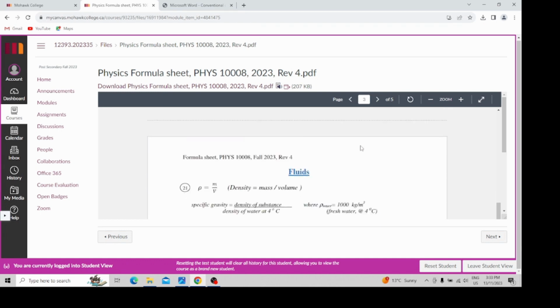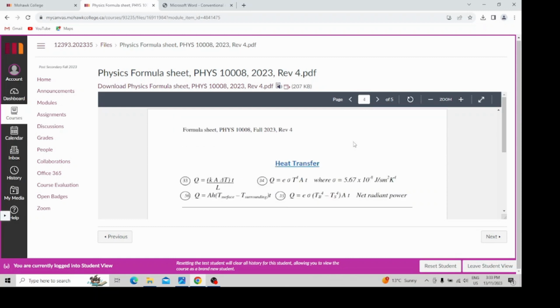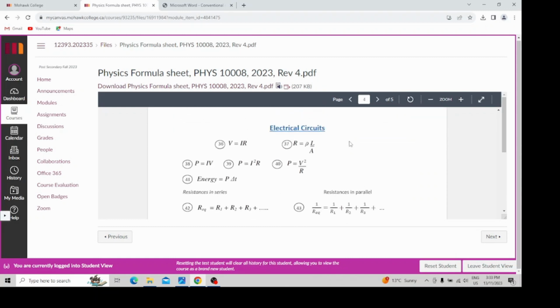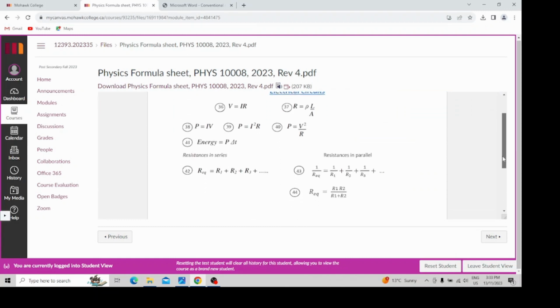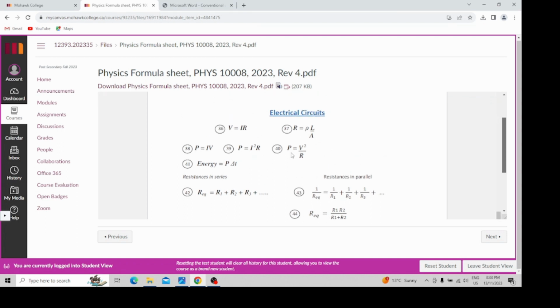So where are we here? Here it is. Here is Ohm's law, V equals IR. We're not interested in this one. This has to do with resistivity in a wire.